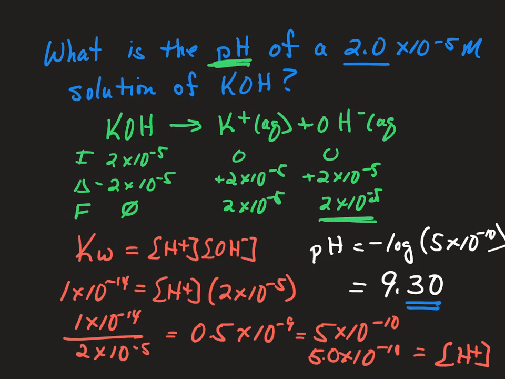Okay? So we can find the pH of solutions where we know the hydrogen ion concentration first. That's straightforward. If we know the hydroxide ion concentration first, we have to use the Kw to find the hydrogen ion concentration, and then we can find the pH.